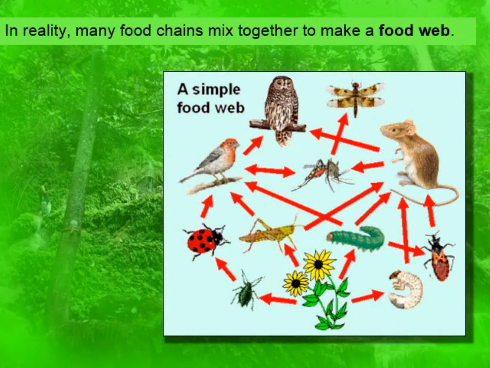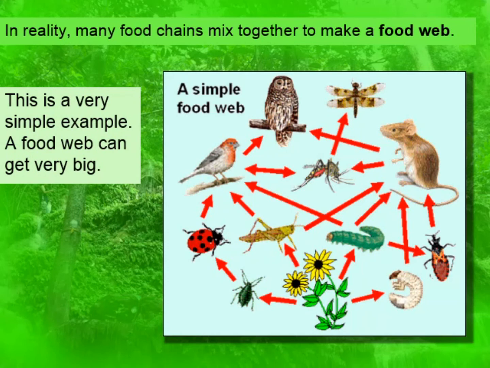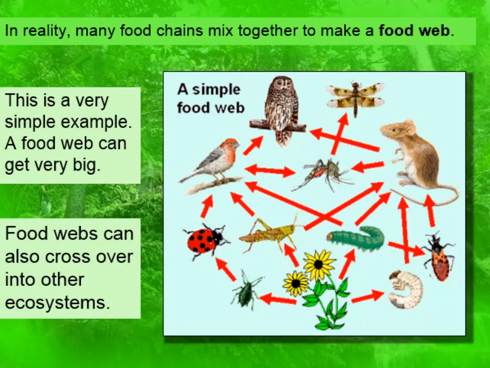So we can go one step further and see that in fact any food chain can be thought of as a food web, because many different creatures are involved in an ecosystem, and so eventually different predator-prey relationships will form. So this is a very simple food web, of course, and they can get very big, and basically the food web defines the ecosystem, but it can also cross over into other ecosystems, and in many ways the boundary between ecosystems is a little bit soft, a little bit blurry.